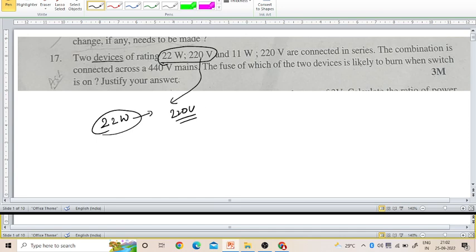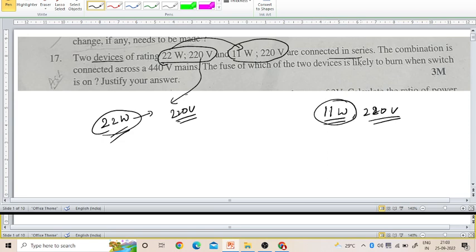So the battery or the device which you can use to give voltage to this device is 220 volt. Now the other is 11 watt, which is exactly half of it. The other device has a rating of 11 watt and 220 volt, which means the maximum voltage it can tolerate is 220 volt, and the maximum power it can draw is 11 watt.